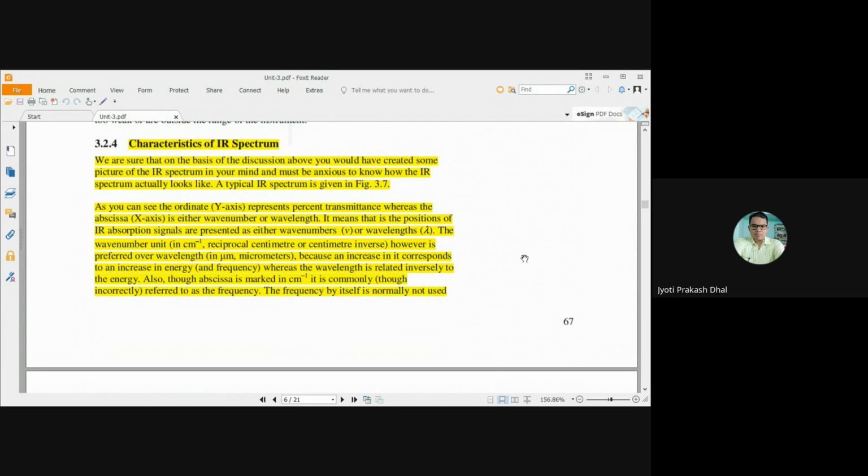The unit of the wave number is centimeter inverse, because we know that wave number is the reciprocal of wavelength. However, if we put wavelength along the x-axis, then the unit of the x-axis will be micron or micrometer, because an increase in wave number corresponds to an increase in the energy, whereas the wavelength is related inversely to the energy.